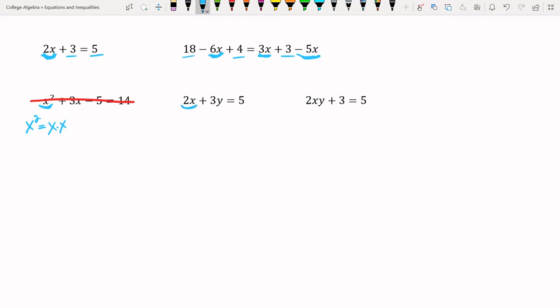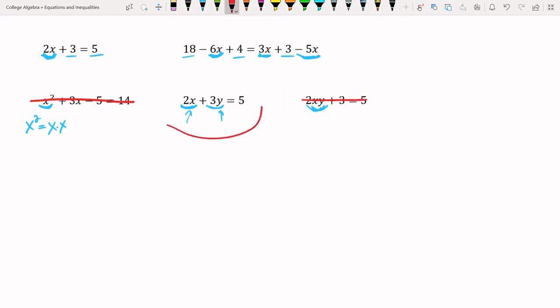Now this one is interesting because we have 2 different variables, but they are by themselves. Well, they're with a coefficient, but they're by themselves variable-wise. It's just x here, and it's just y here. So that makes this equation linear. This final one has xy, which means it is not linear.